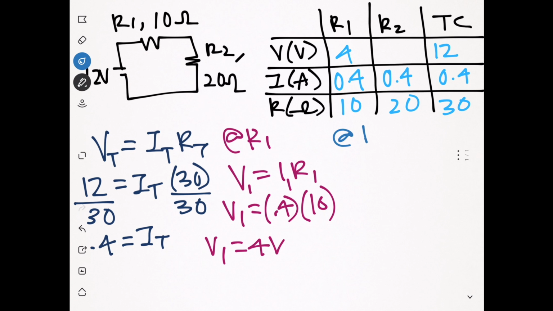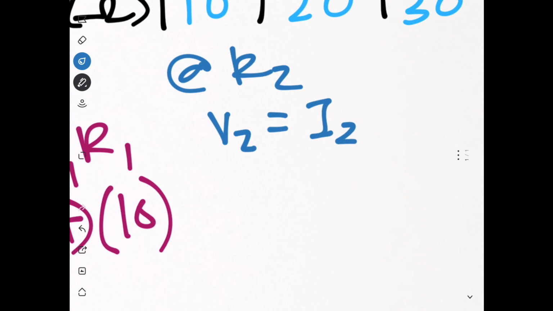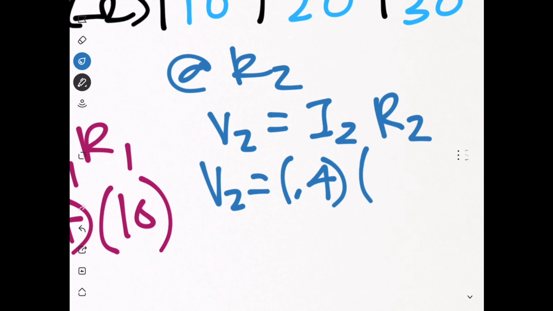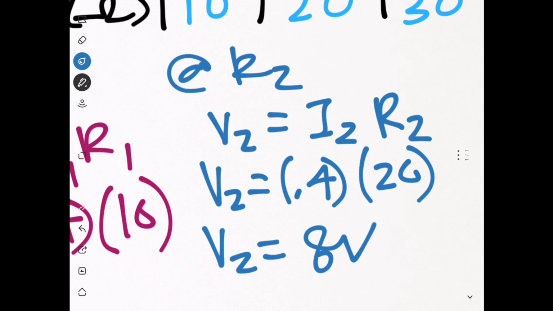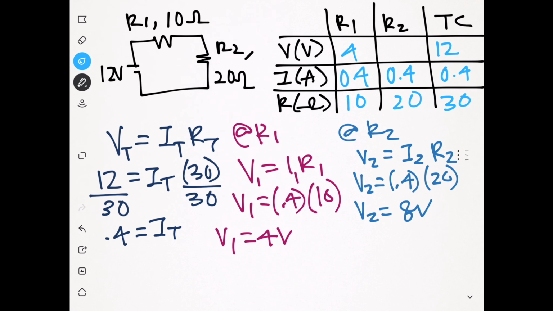And then let's do the same for resistor 2. So at resistor 2, we have V2 is equal to I2 times R2. Voltage is equal to, again, 0.4, which never changed. The resistance here was 20 ohms. So then V2 is just equal to 8 volts. And then you can fill out the table. And there you have it. You are done with the whole circuit.